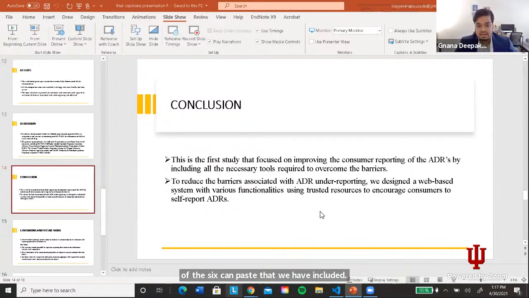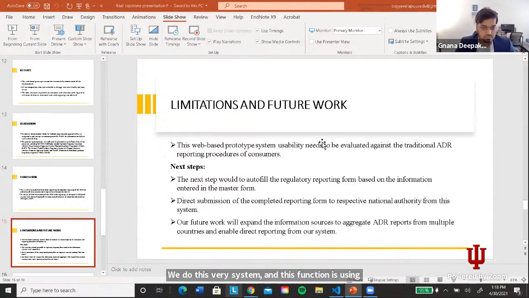Coming to the conclusion, this is the first step focused solely on the concept of reporting adverse drug reactions by including all the tools required to overcome the barriers. To reduce the barrier associated with underreporting, we built this web-based system with functionalities using trusted resources to encourage the consumer to self-report adverse drug reactions. Coming to the limitations and future work of the project, this web prototype system needs to be evaluated against the traditional ADR reporting process that is currently used by consumers.